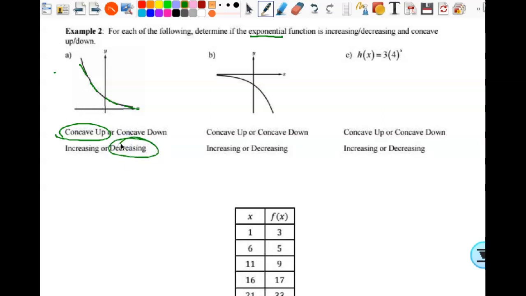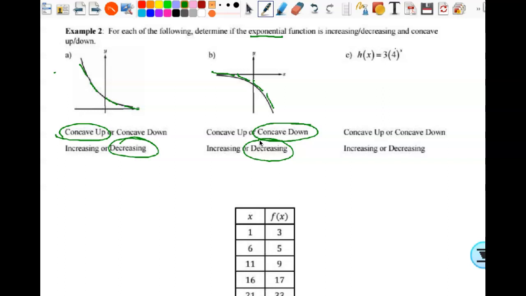Okay. All right, concave up or concave down for B? Down. Because if you look at these little tangent lines here, the slopes of those are decreasing, right? They're getting more and more negative, so that's what makes it concave down. Is the function itself increasing or decreasing? Decreasing. We agree with that?